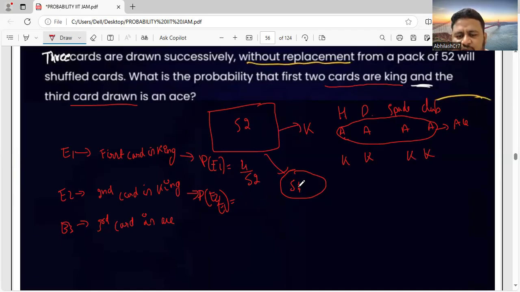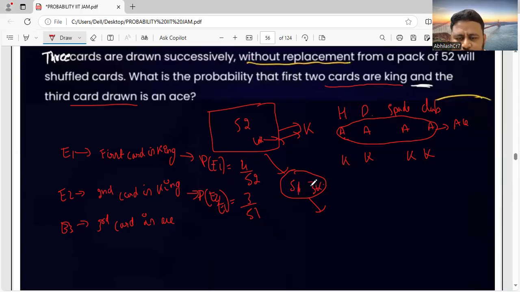So here we are having 51 cards. Already one king is gone, one king is removed. Out of 4 kings, one king is removed, so here we are having 3 kings. So it will be 3 out of 51. Now, again, this will become how much? 3 out of 51.